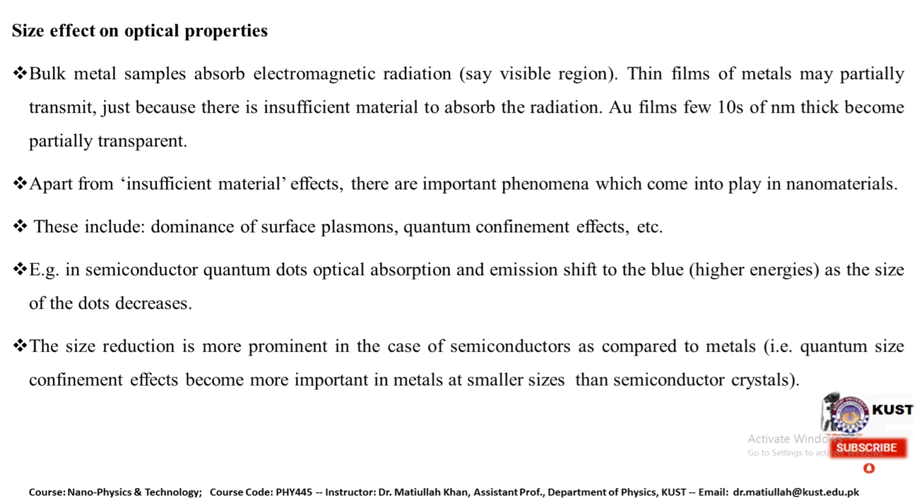So this size reduction effect is more prominent in the case of semiconductors as compared to metals, because basically we can get interesting light phenomena from the semiconductor because of the quantum size confinement. It is because the quantum size confinement effect becomes important in metals at a smaller size than in semiconductor crystals.